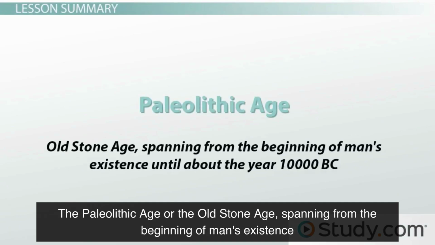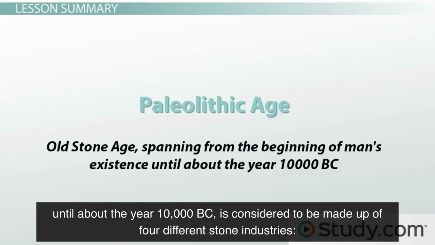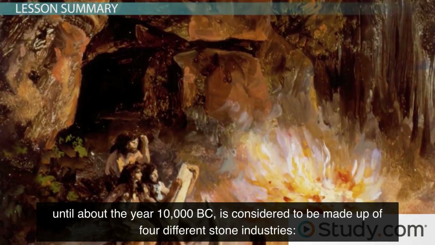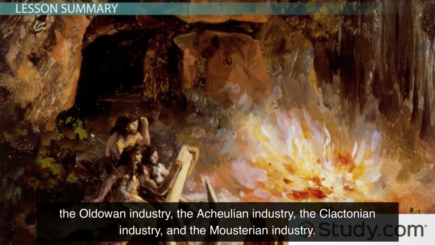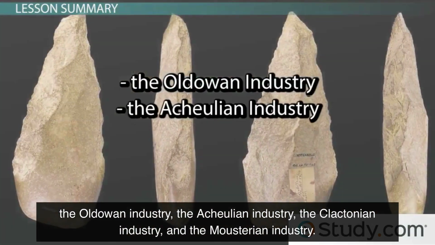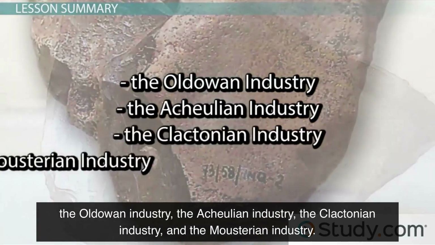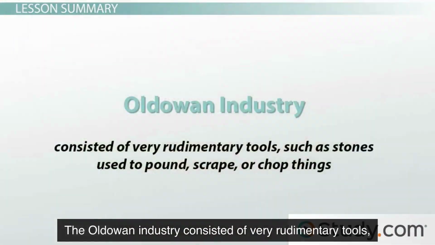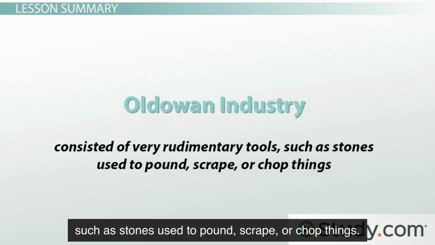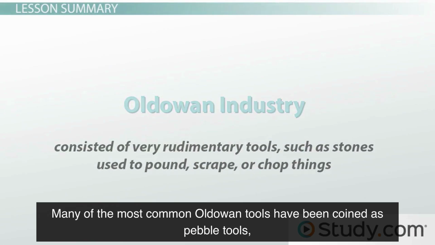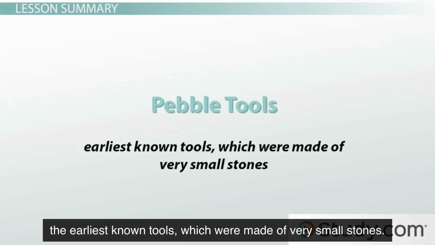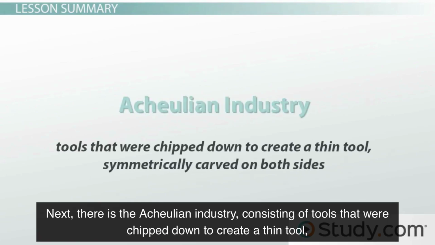The Paleolithic Age, or the Old Stone Age, spanning from the beginning of man's existence until about the year 10,000 BC, is considered to be made up of 4 different stone industries: the Oldowan industry, the Acheulean industry, the Clactonian industry, and the Mousterian industry. The Oldowan industry consisted of very rudimentary tools such as stones used to pound, scrape, or chop things.